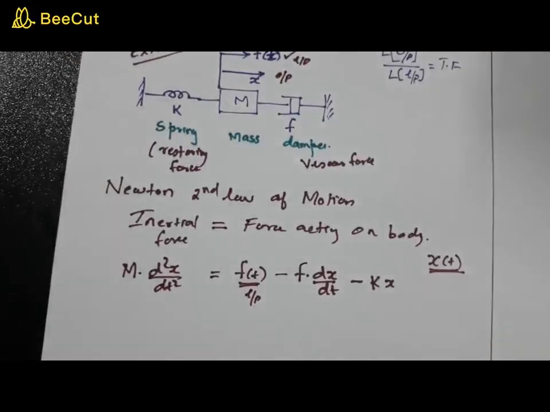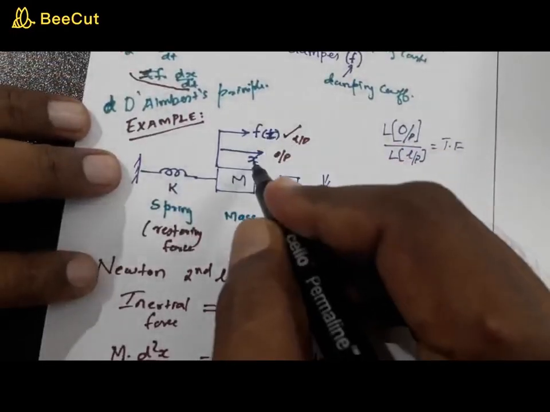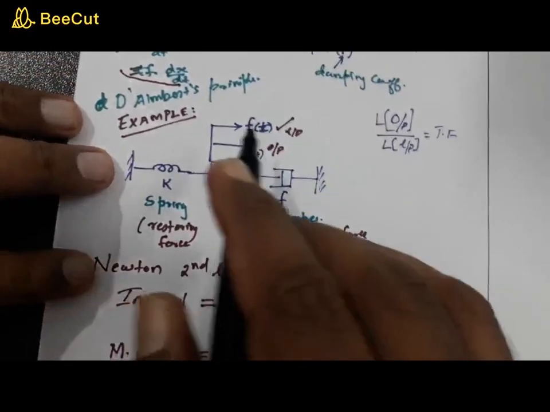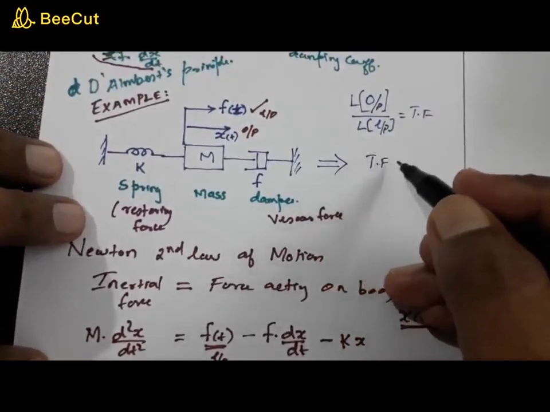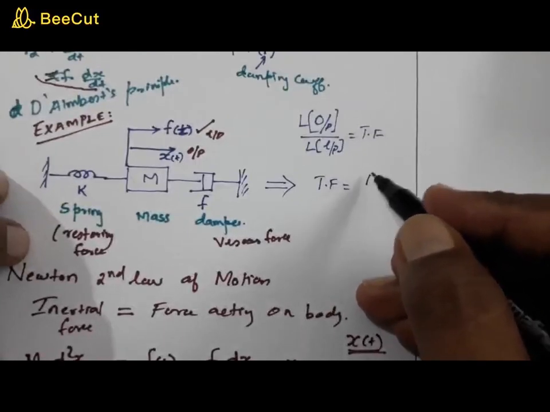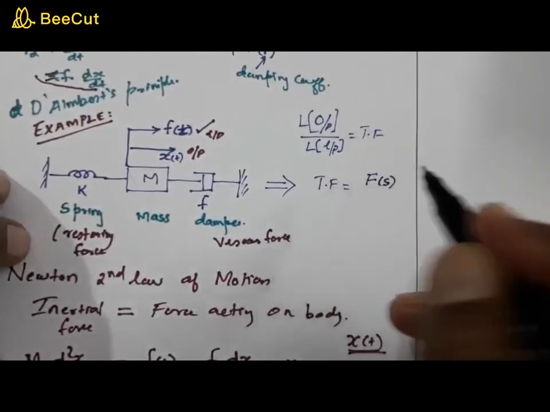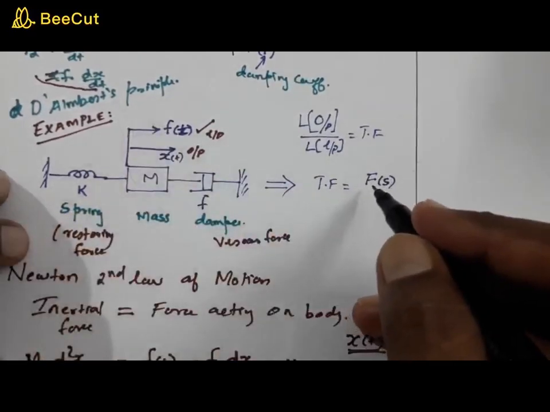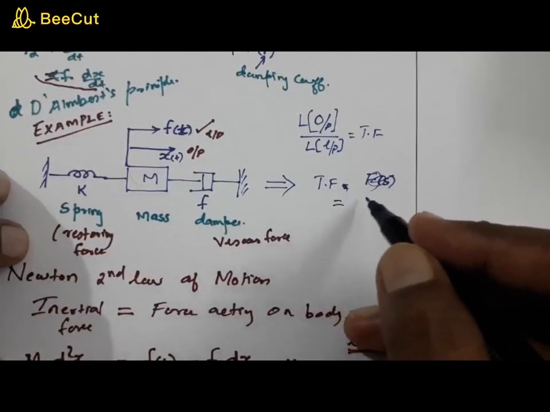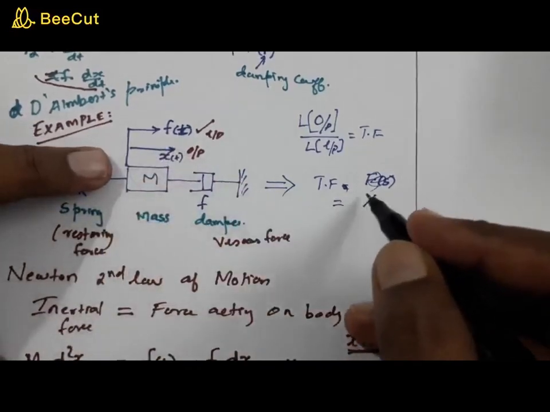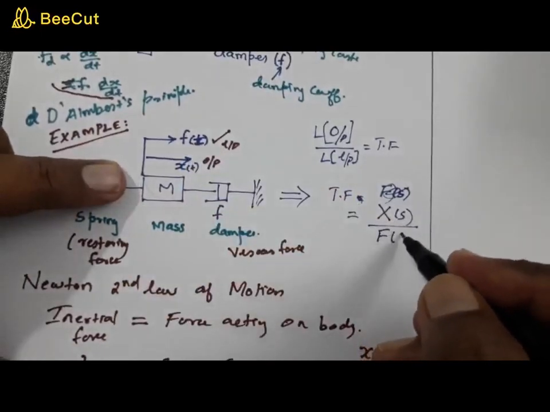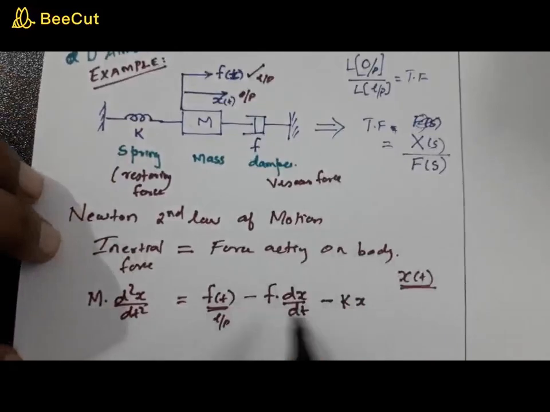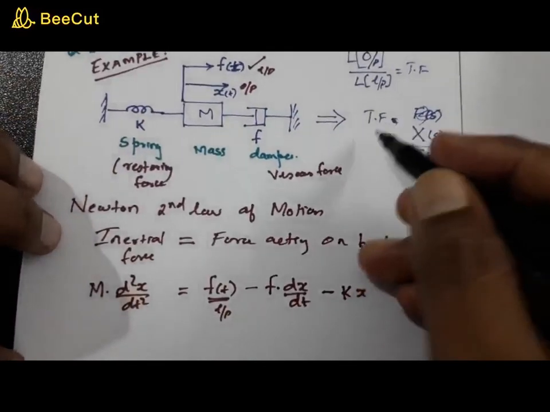Now what you need to find out is the transfer function. If f of t is the input and x of t is the output, what will be the transfer function? As per our definition, the transfer function is the Laplace transform of the output, which is X of s, divided by the Laplace transform of the input, which is F of s. If you can find that from this equation, you will arrive at the transfer function.